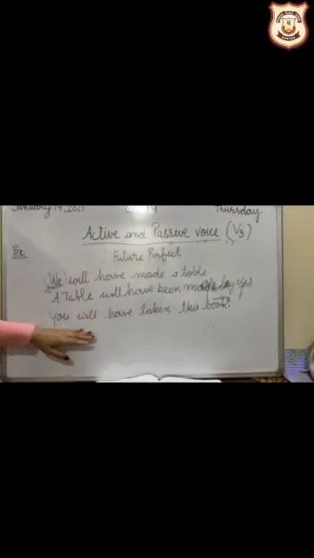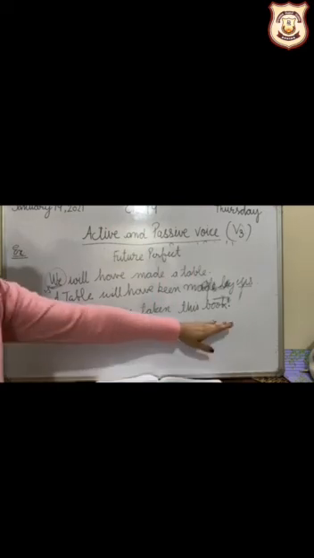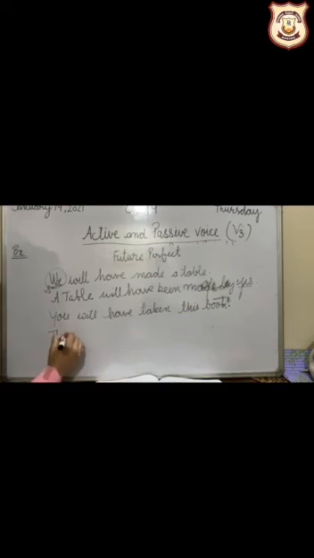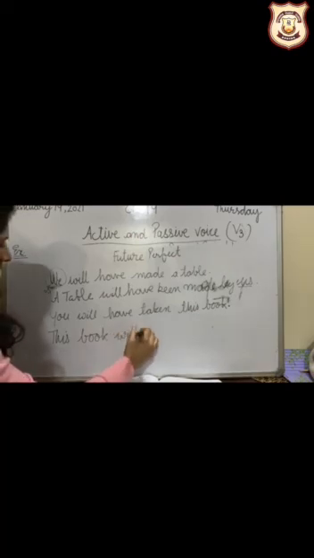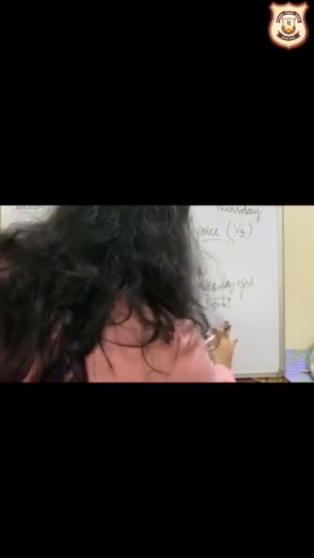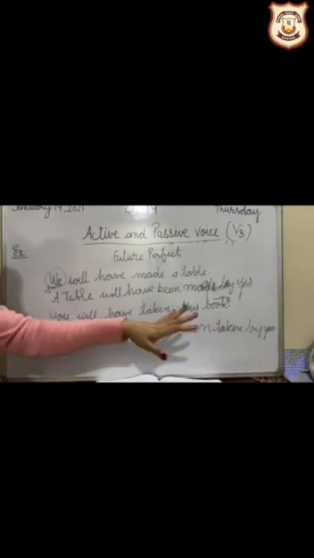Now see another example. You will have taken this book. How will we change this now? Simple, tell me quickly. This book will have been taken by you. We need to add been. The will will come here, and have will also come. Same, will have been. You remains you, as the objective case of you is also you.